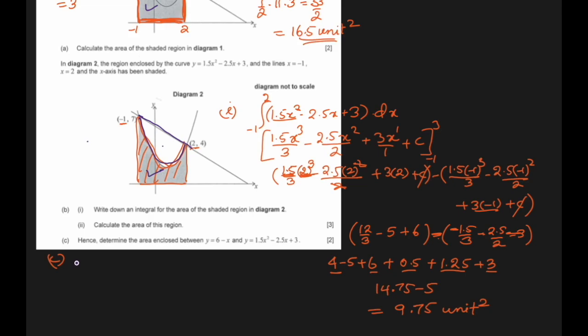So it will be, what was the answer first? 16.5. Okay. 16.5 minus 9.75. That's how we'll find the white area they're asking. So it will be 6.75 units square. That is the answer of C part.